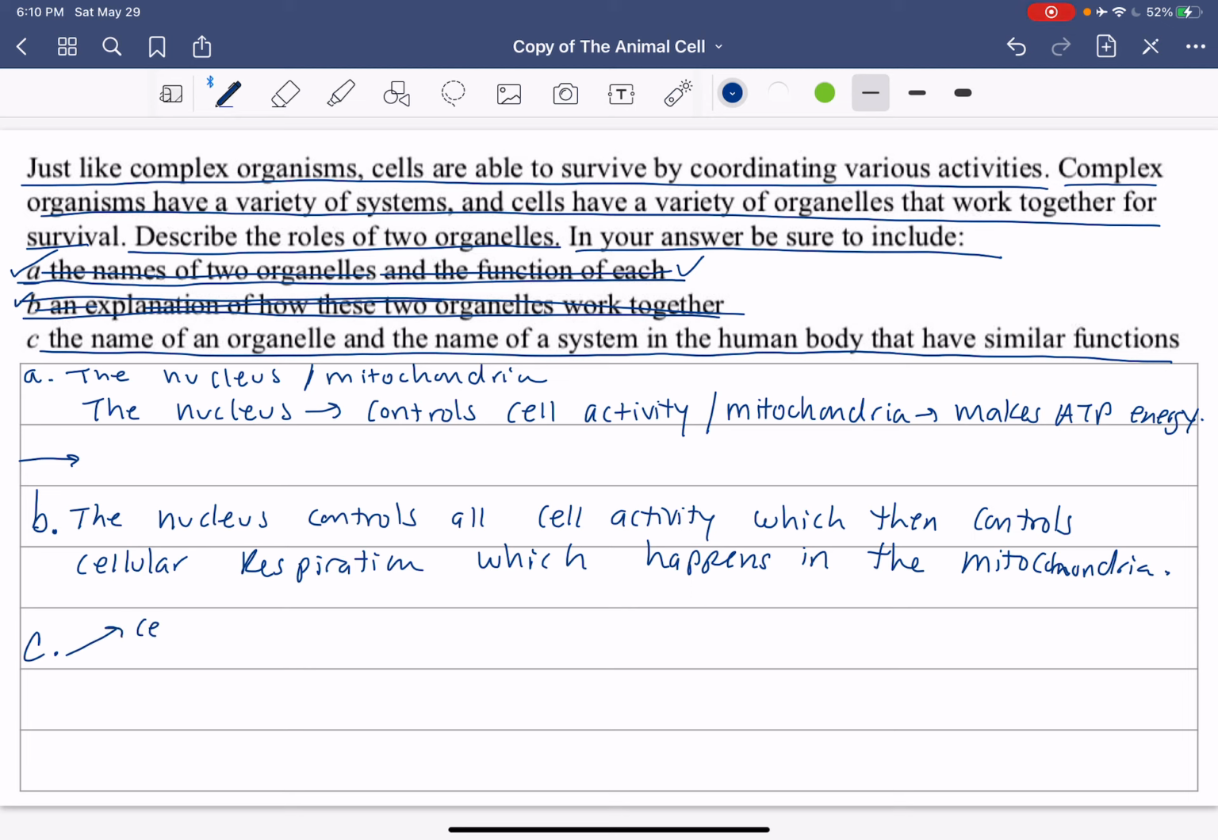For some reason, the Regents loves asking students to compare the unicellular organism with the multicellular organism of a human. And it's good to make that comparison, but just make sure that you're ready to answer these questions.